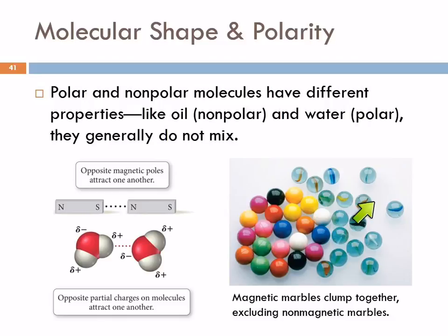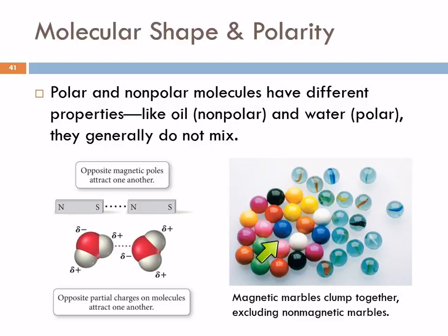So if we have a collection of marbles, and here we have magnetic marbles, those are the solid colored ones, and these glass ones are not magnetic. These marbles don't stick to each other, but the magnetic ones do. If you dump all of these in a bucket and shake it up, what's going to happen to all those magnetic marbles? They're going to just all clump together, aren't they? And the glass marbles are not going to be included in the clump of magnetic marbles. They're going to be excluded.